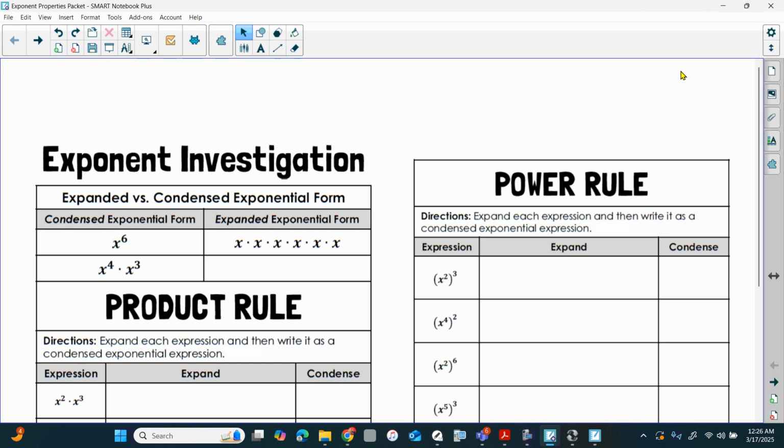All right, class. I'm gonna need you to complete this packet that pretty much holds all the properties for exponents, which is a new unit we're starting.